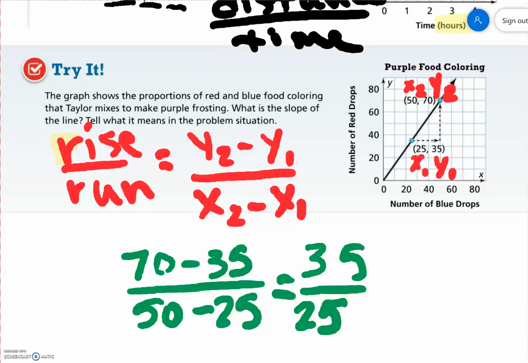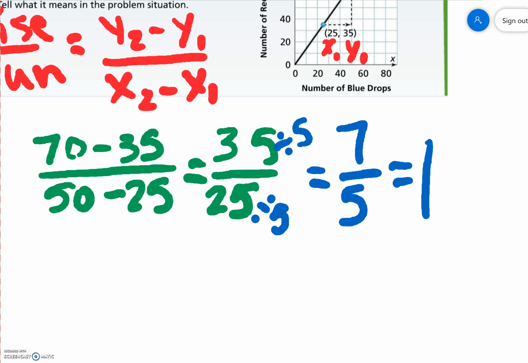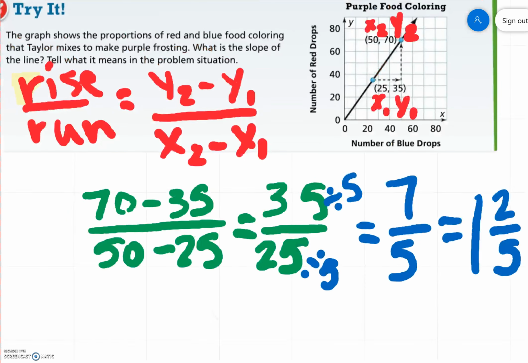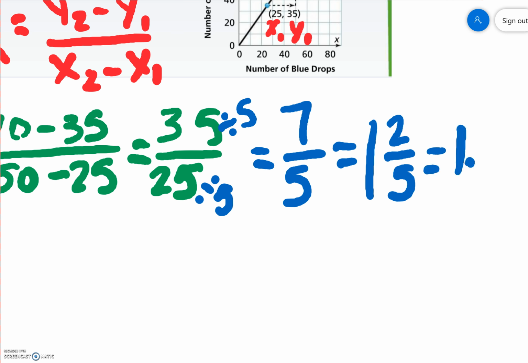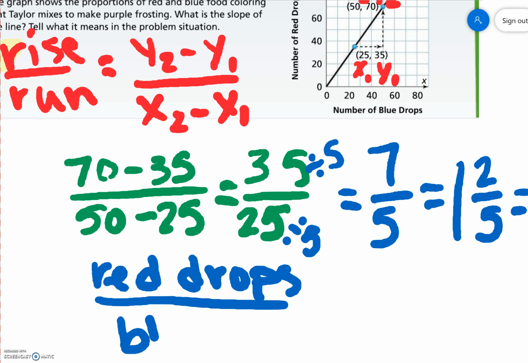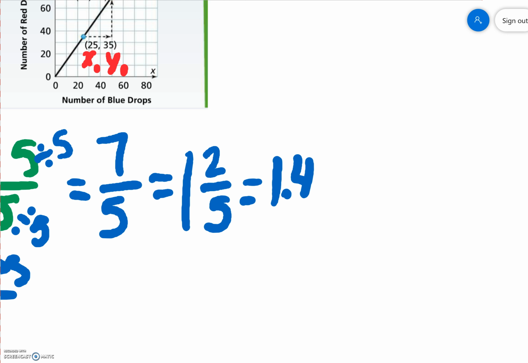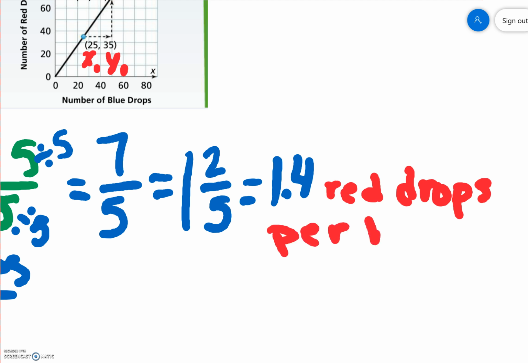I can reduce this, divide them both by 5. 35 divided by 5 is 7. 25 divided by 5 is 5. So let's write this as a proper fraction, 1 2/5, which is also 1.4. So our rise was red drops, and our run was blue drops. So it's telling me we do 1.4 red drops per blue drop.